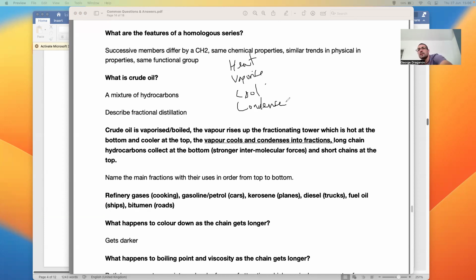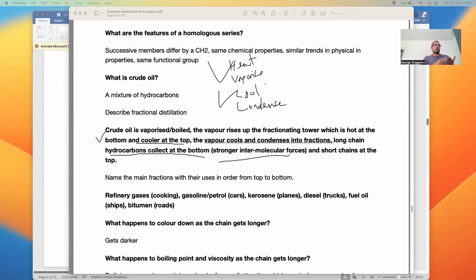Then you need to say the fractionating column is cooler at the top and hotter at the bottom. That will be a 3rd mark. Okay, fractionating column is hot at the bottom and cooler at the top. That's the 3rd mark. And I would add, to make sure, for a 4th mark, that long chain hydrocarbons collect at the bottom because they have high boiling points. Now, the reason for this is actually written here, but we're going to discuss it. So do not worry about that just yet.